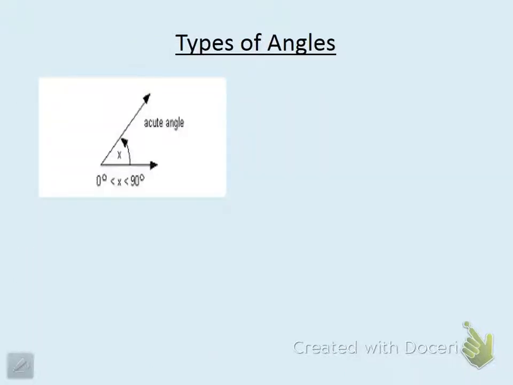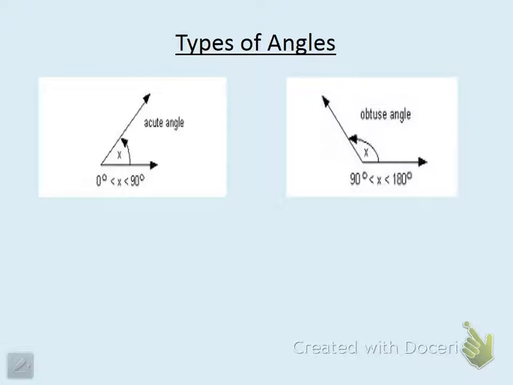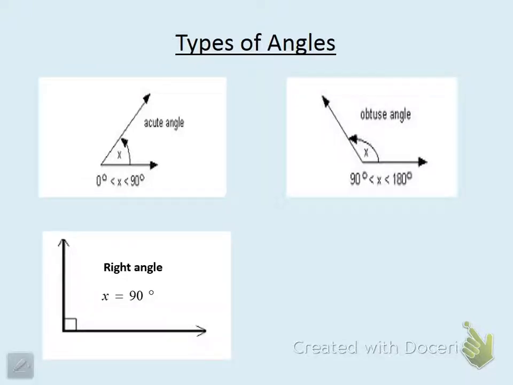So, types of angles. An acute angle is anything from 0 degrees to 90 degrees. It is acute, it's going to be smaller. An obtuse angle is going to be something that is bigger. So it's going to be between 90 and 180 degrees. Okay, it is obtuse, it's bigger than 90. A right angle is anything that creates a 90-degree angle. It is always 90 degrees. It is a right angle.